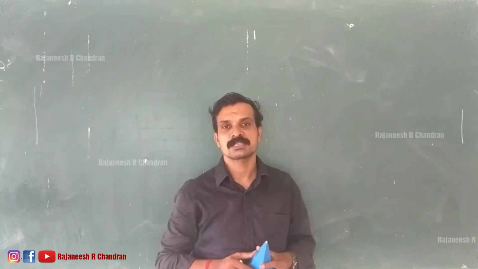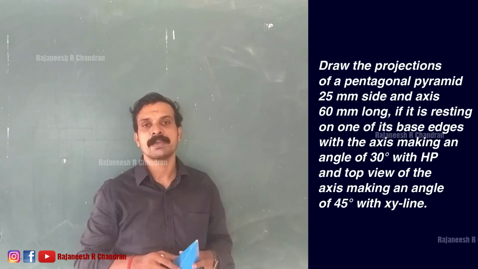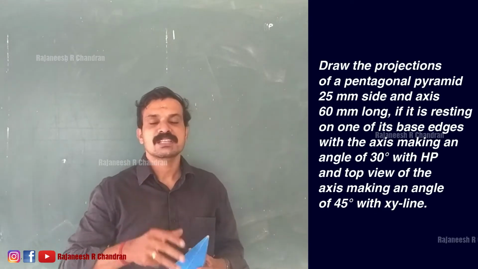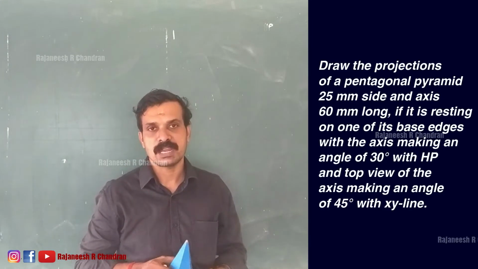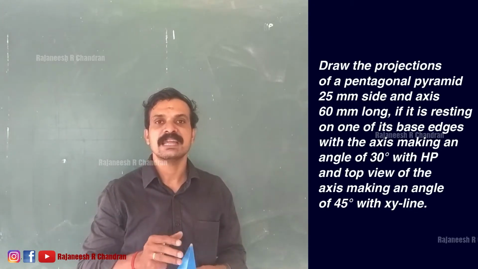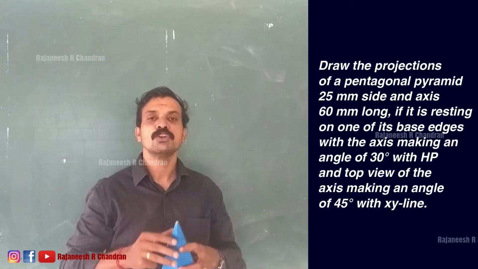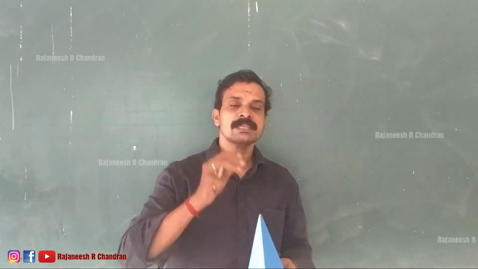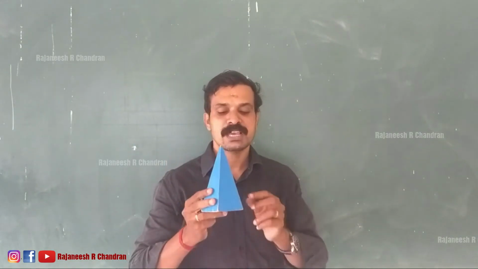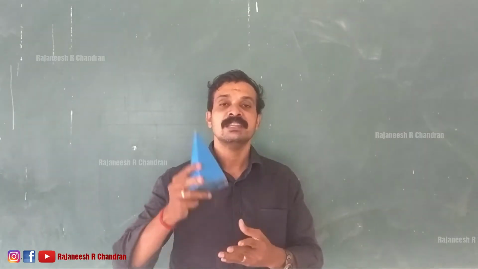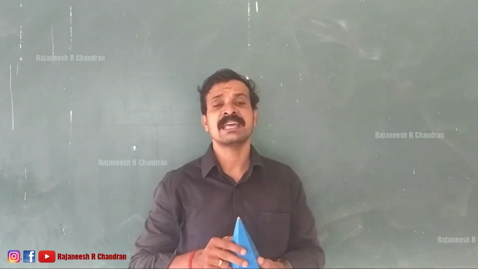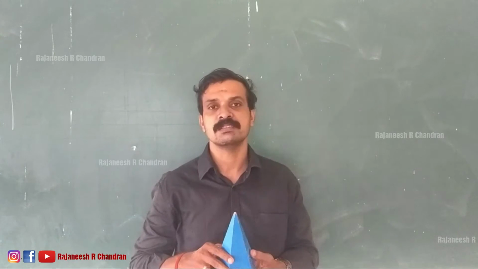So the problem you can see on your screen right now. Draw the projections of a pentagonal pyramid of side 25 and height 60 mm, if it is resting on one of its base edges on the ground with its axis inclined at 30 degrees with HP, and the top view of the axis is inclined at an angle of 45 degrees with the VP. So the problem is to draw the projection of a pentagonal pyramid of side 25 and height 60, resting on one of its base edges on the ground, with the axis inclined at an angle 30 degrees with the HP and 45 degrees with the VP.